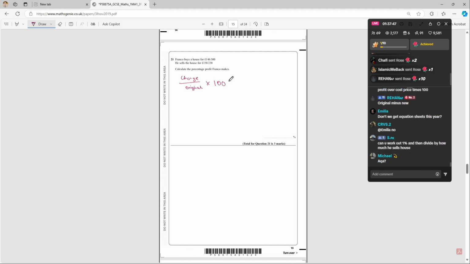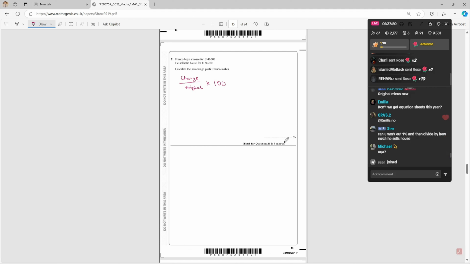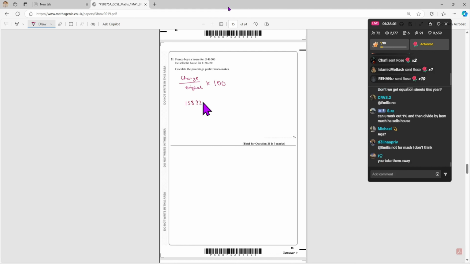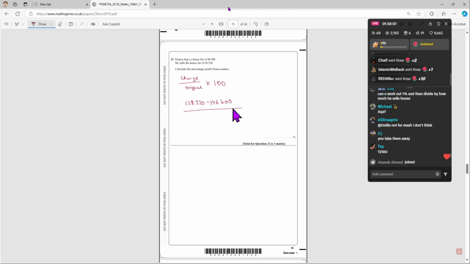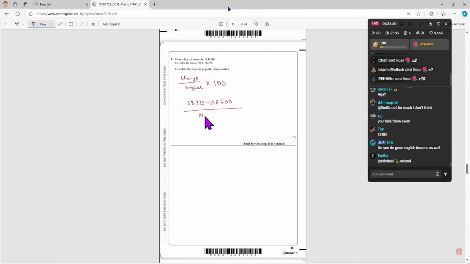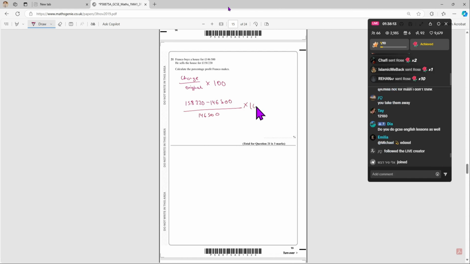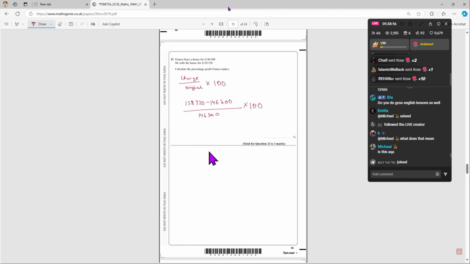So now we know the formula. Now we have to use the formula to work out the percentage profit. So the change is going to be the difference in this, okay? So we have to work out the difference. It's going to be 158,220 minus 146,500. Then divide it by the original value, which was 146,500, times it by 100. You use a calculator to do this. Put everything you see over here into the calculator, and your calculator will give you a grand total of 8%. And that is going to be your answer.